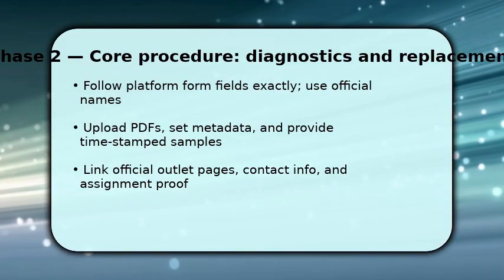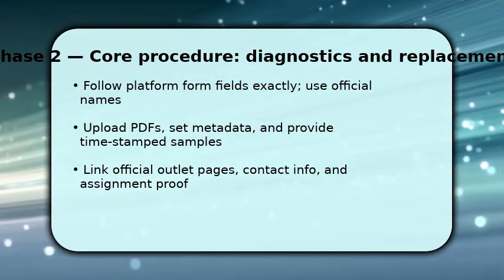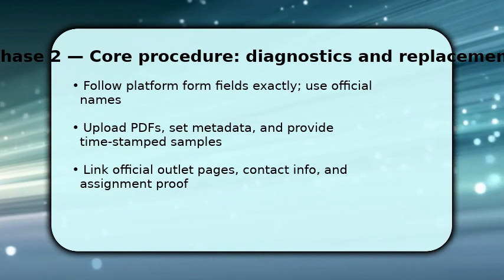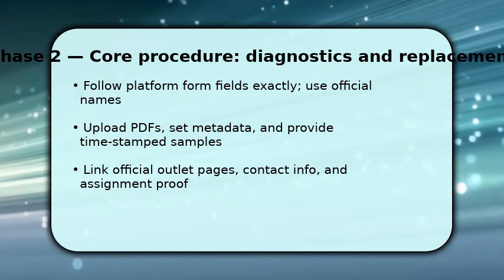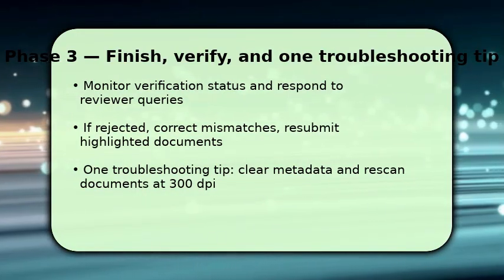If the system requests references, provide a primary editor contact and a secondary. Maintain clear, consistent info across fields. Mismatches are the most common cause of delays. Finish by monitoring status and promptly answering any reviewer questions.